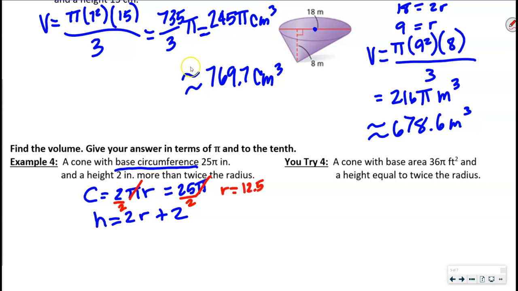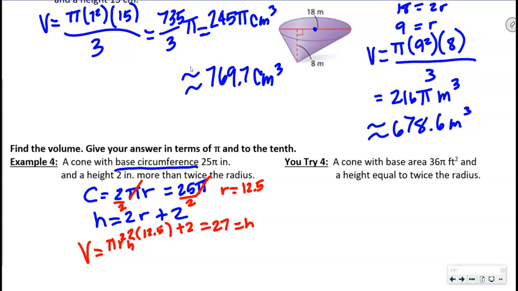So then we're going to plug this in down here. 2 times 12.5. Well, we know that's 25 plus 2. So that's 27. So that's our height. So now what we have to do is do our pi r squared, because we're looking for the volume, right? So we're going to do pi r squared times our height.